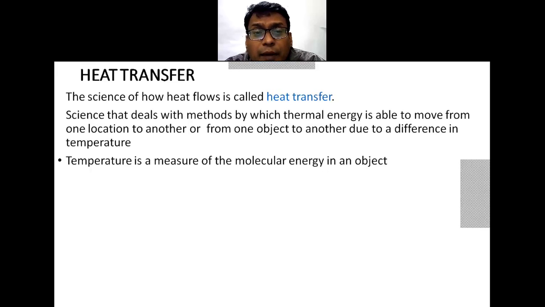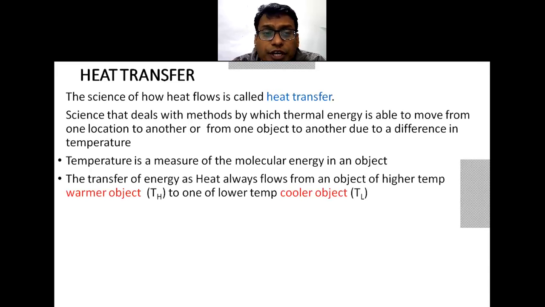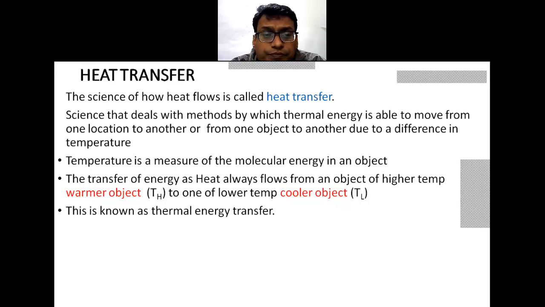So temperature is the measure of molecular energy of an object. The transfer of energy as heat always flows from an object of higher temperature, that means the warmer object, to one of a lower temperature, that is the cooler object. This is also known as thermal energy transfer. So you can call it heat transfer as well as thermal energy transfer.